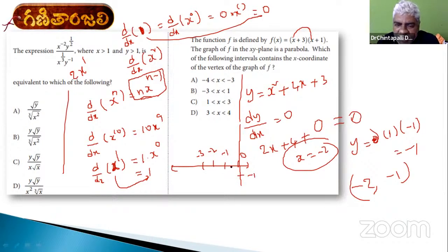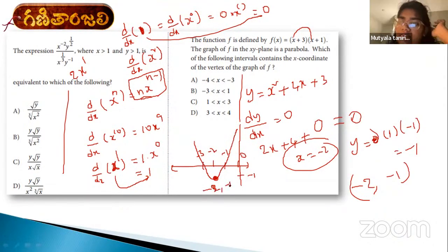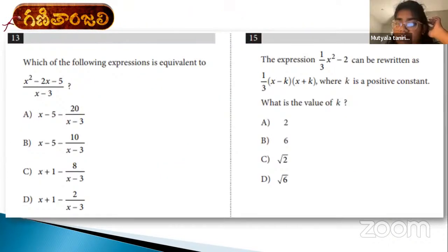See, where is the vertex? The vertex is -2 comma -1. That means it is the vertex of the parabola. So the coordinates of the vertex are -2, comma -1. Got it? This is the process to find the vertex. Clear? Yes.